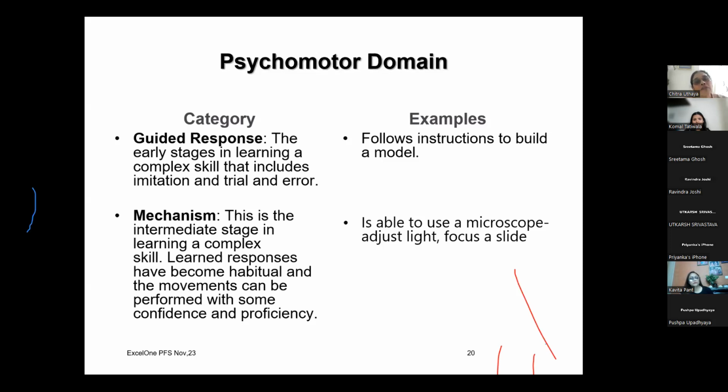The next level is mechanism. Here, through trial and error, the child learns certain complex tasks and is able to perform it with some level of proficiency. For example, is the child able to adjust the light in a microscope, focus a slide? All of these you can observe. So in the previous one, you might show the child how to do it. In the next one, you will measure whether the child is able to do it proficiently.